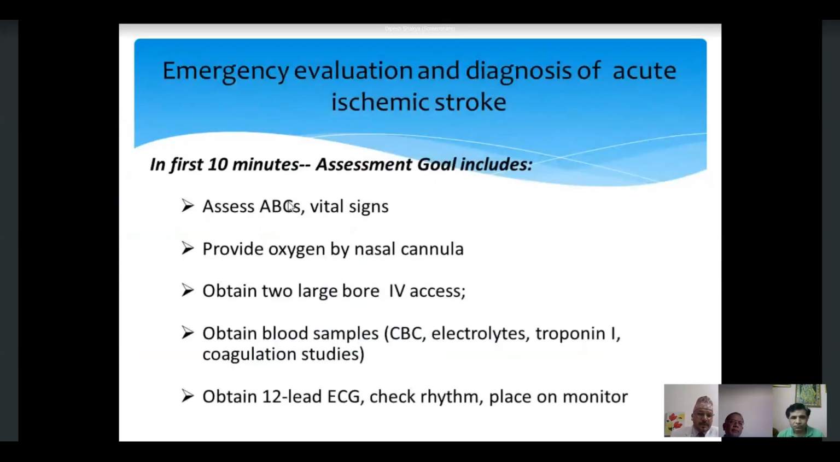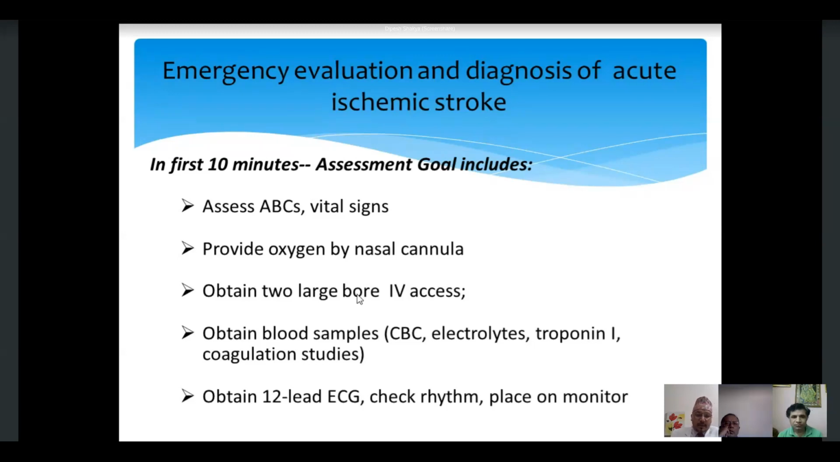Now in the first 10 minutes, the assessment goals include assessing ABC: airway, breathing, circulation. The patient may require a ventilator in case of severe stroke or when there is bulbar involvement, a bulbar stroke. Vital signs should be monitored, including blood pressure, temperature, respiratory rate, and pulse. Provide oxygen by nasal cannula. Not all patients may require oxygen therapy. We should aim to keep the saturation more than 94%, and those people may require oxygen therapy.